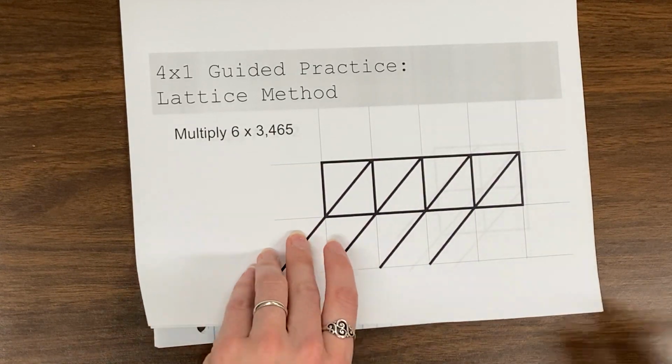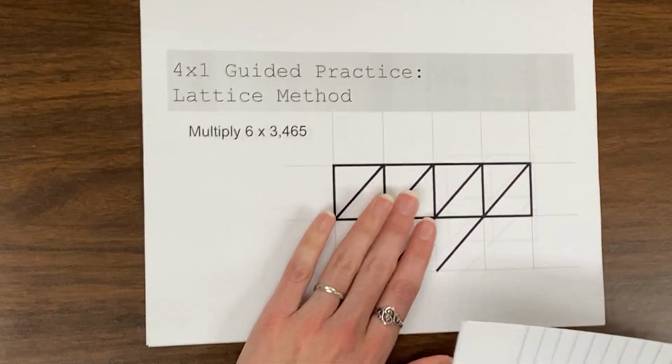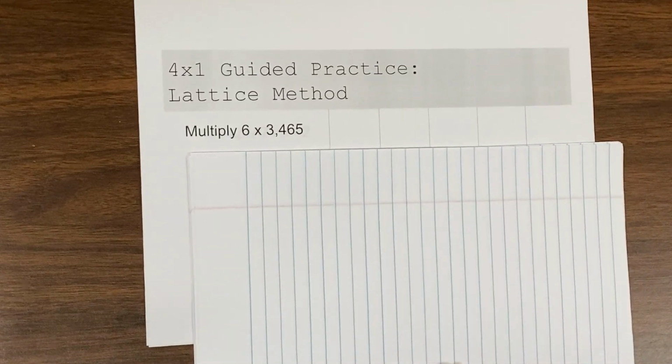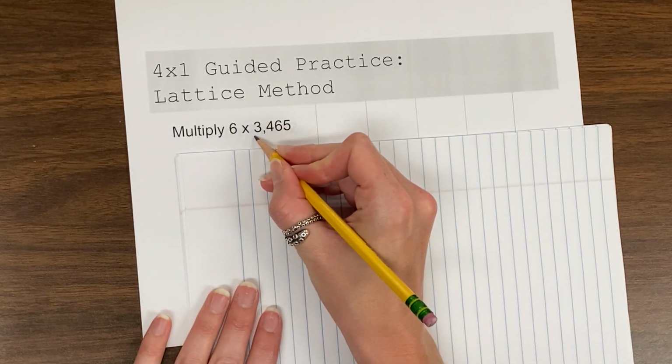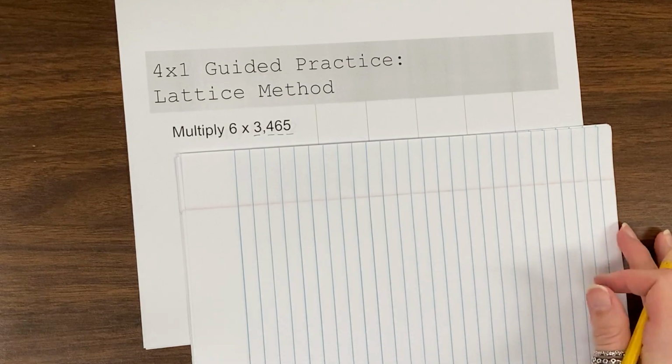All right, so now I want to show you how to draw your own lattice method, because we won't always have these given to us, right? Using a blank lined sheet of paper. So I'm going to multiply 6 times 3,465. I have 3,465, 4 digits, so I'm going to need 4 boxes.